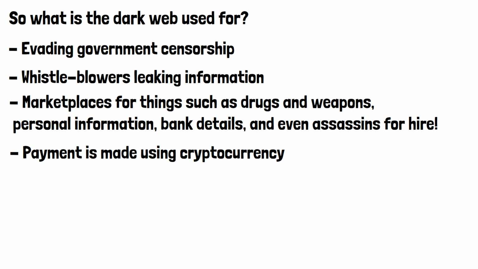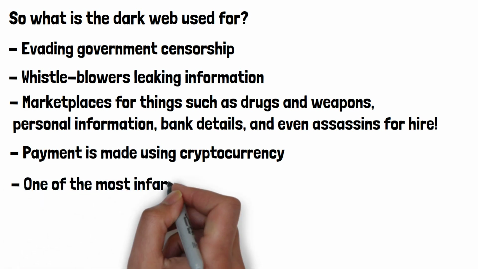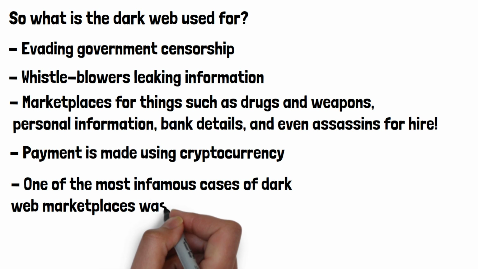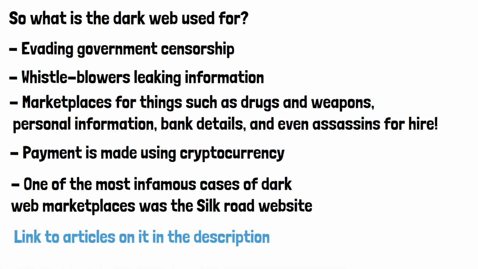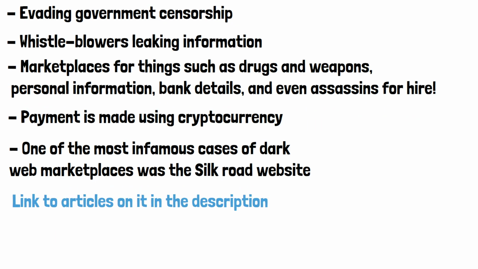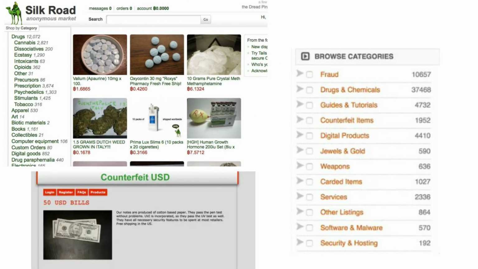They use the dark web because it gives them the ability to be anonymous, and payment is made using cryptocurrency to further avoid detection. One of the most infamous cases of dark web marketplaces was the Silk Road website, which was shut down in 2013. However, many copycats have existed since. The website was mainly used for selling drugs all across the internet and was turning over tens of millions of dollars annually. I'll leave a link to some further information about the Silk Road case if you want to know more. Here are a few screenshots from websites around the dark web so you can see what they look like.